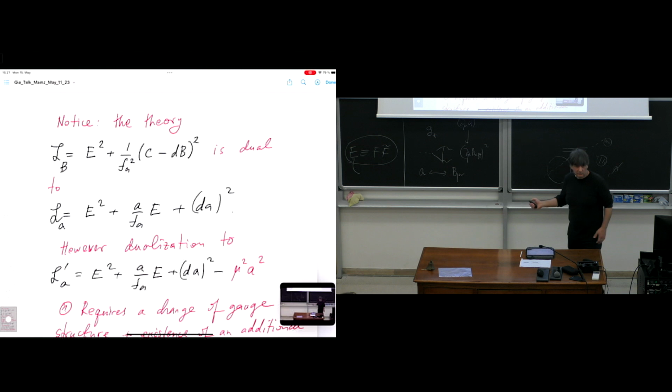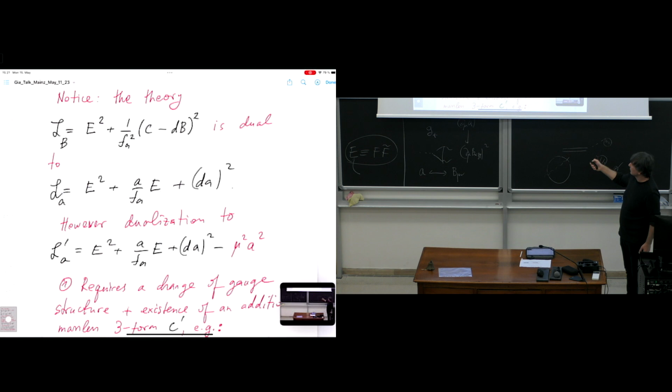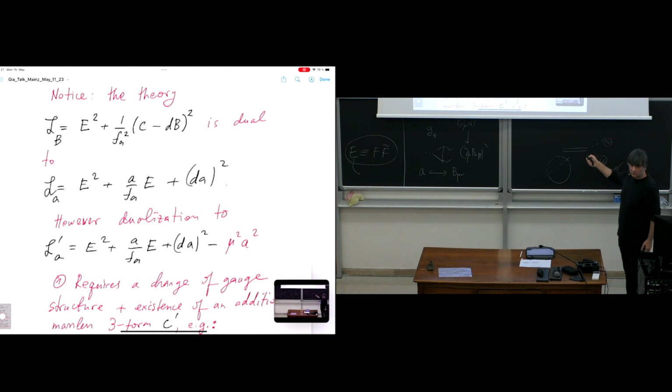The point was there was a confusion about that, because there were even statements in the literature saying that mass generation breaks duality, but that's not true. The mass doesn't break duality. In other words, at the level of a theory of an axion A and a theory of B, these two theories I can dualize into each other.